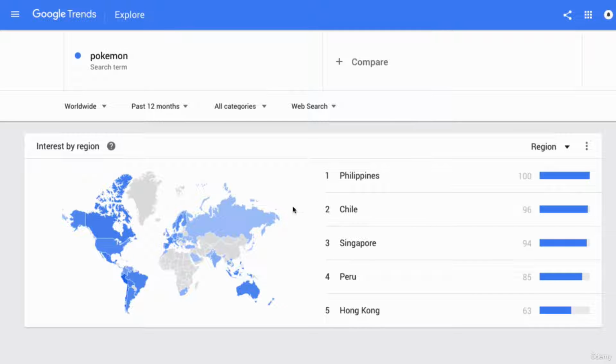The other thing is that you can look at interest by region to see which countries you should be targeting with your particular idea. It seems like most people who are searching for Pokemon are actually in the Philippines or in Chile or in Singapore. And that might guide your localization efforts. It might mean that you translate your app, etc., etc.